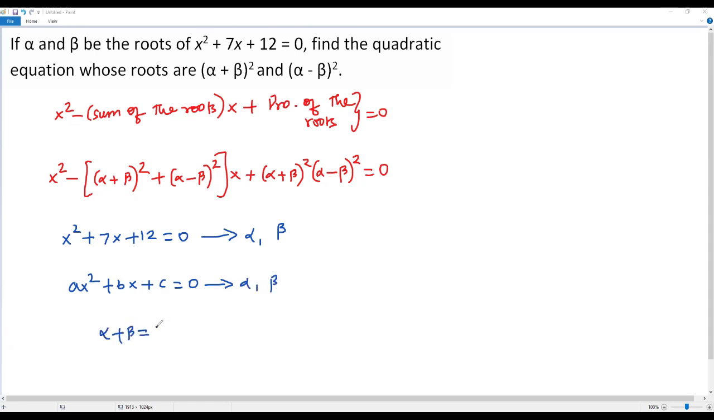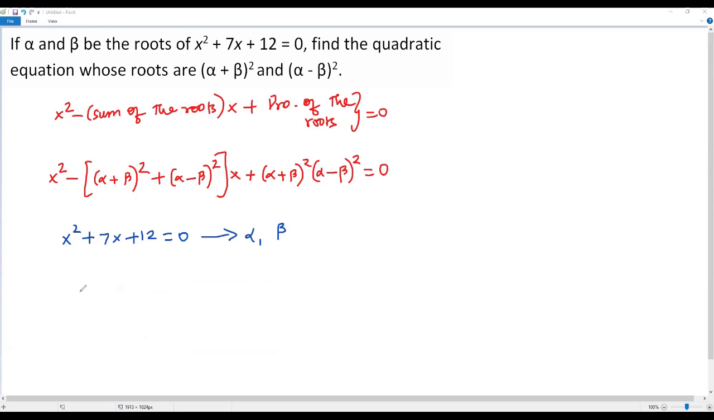The formula is we take the negative sign, then the coefficient of x, that is b, divided by the coefficient of x², a. So this is the formula to get the sum of the roots of a quadratic equation written in standard form. And there is also a formula to get the product of the roots: alpha times beta equals c divided by a, the constant term divided by the coefficient of x². The same formulas I am going to apply to this quadratic equation to get the sum and product of the roots.